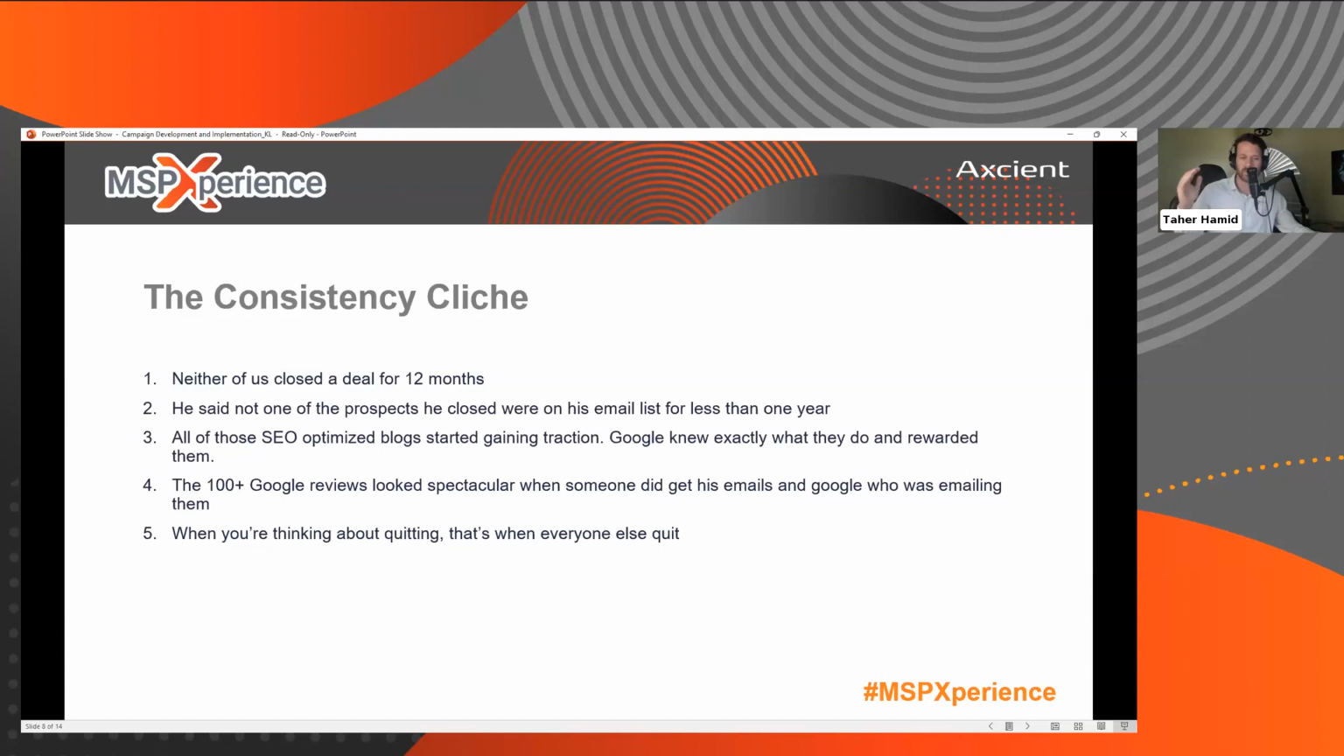All those SEO optimized blogs were starting to gain traction. They gained more and more traction over time. It was a flywheel effect. Google knew exactly what they do and they rewarded it for them. They only create content around B2B tech tips. Oh, this must be a tech company that can help people with Microsoft 365 and data backups and cybersecurity, etc. Their 100 plus Google reviews look spectacular.